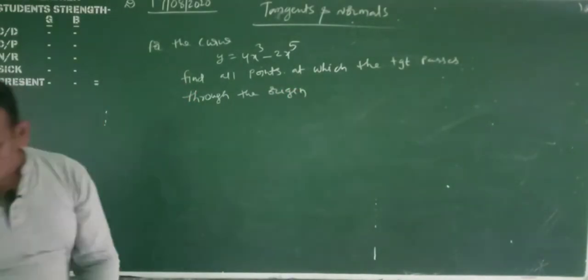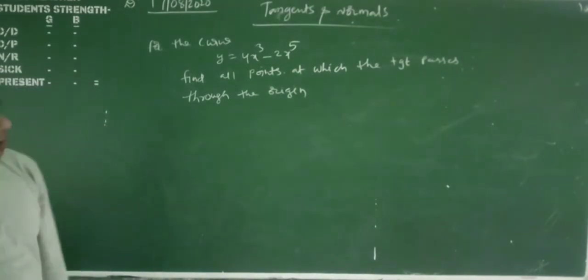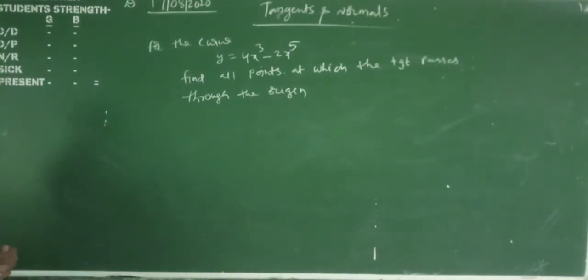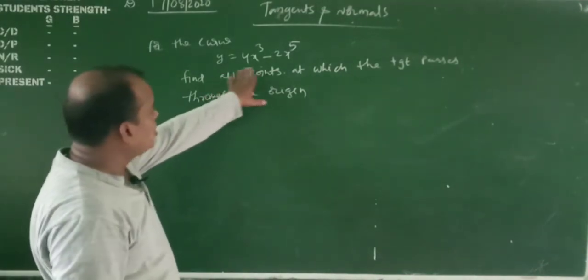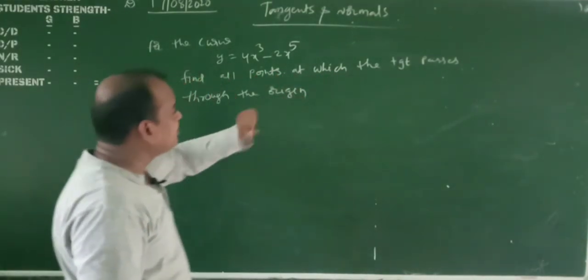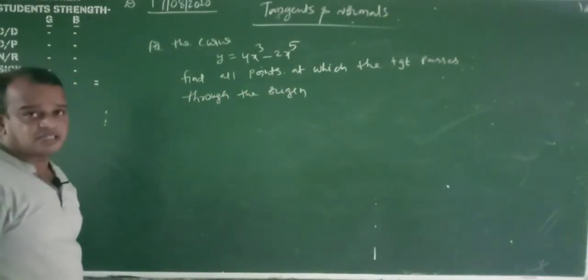Find all points at which the tangent passes through the origin.